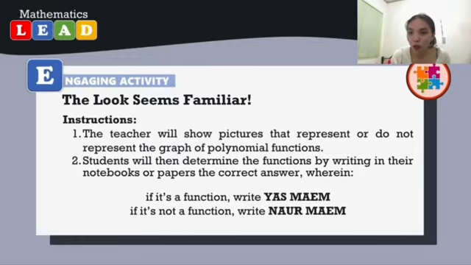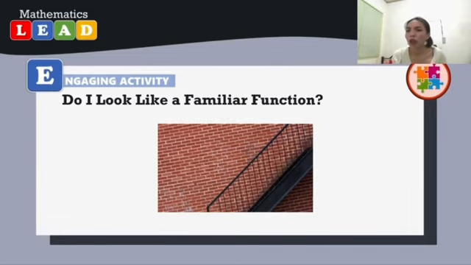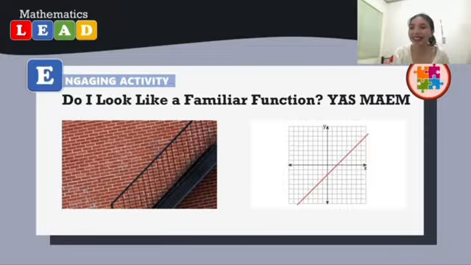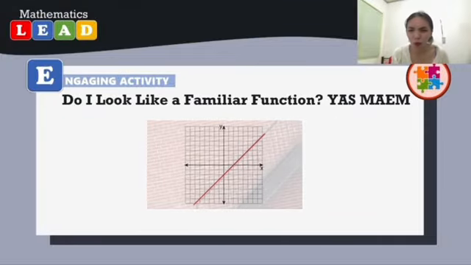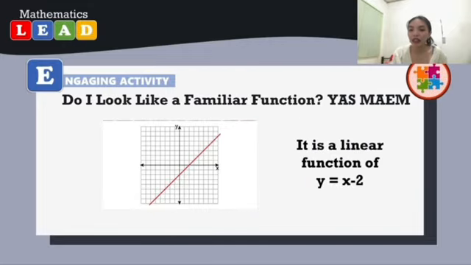Let's go to the first picture. Do I look like a familiar function? I'll give you 5 seconds to answer. In 5, 4, 3, 2, and 1. Okay, time's up. I hope that everyone got an answer. Oh yes, it's yes. It is a function. Can anyone recall what kind of function this is? Oh yes, indeed. It is a linear function, specifically, a linear function of y equals x minus 2.